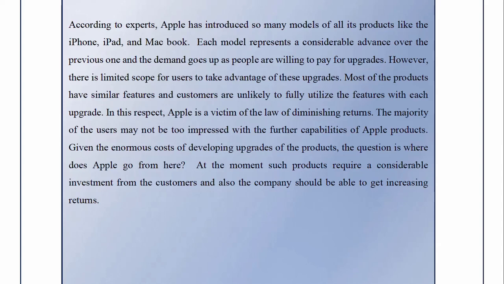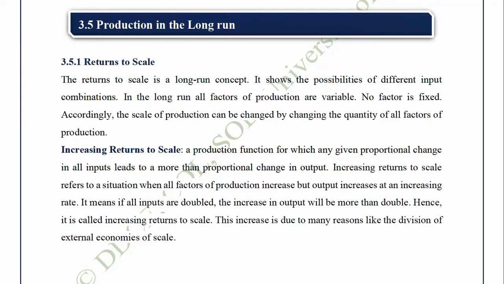The majority of the users may not be too impressed with the further capabilities of Apple products. Given the enormous cost of developing upgrades of the products, the question is, where does Apple go from here? At the moment, such products require a considerable investment from the customers, and also the company should be able to get increasing returns.